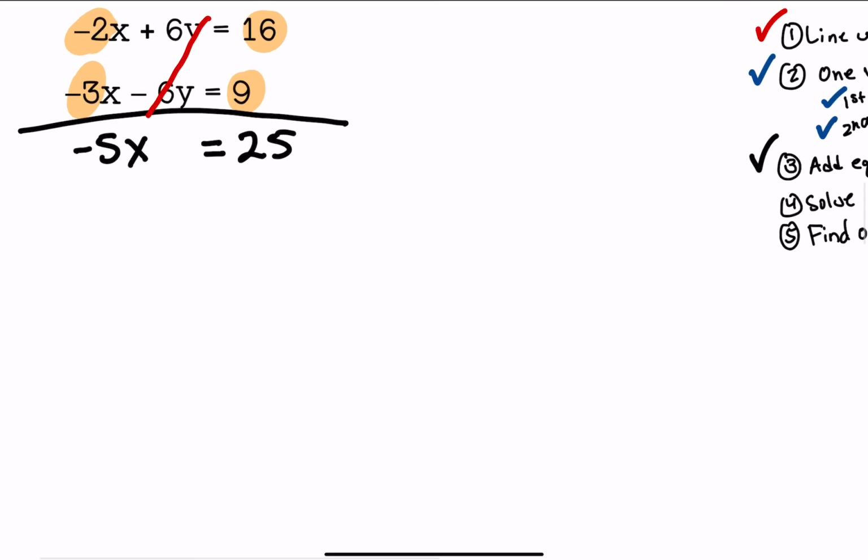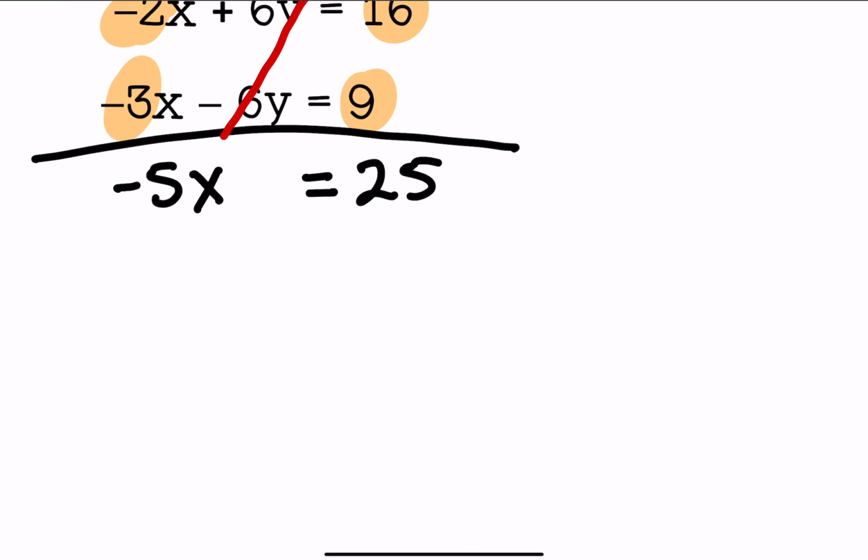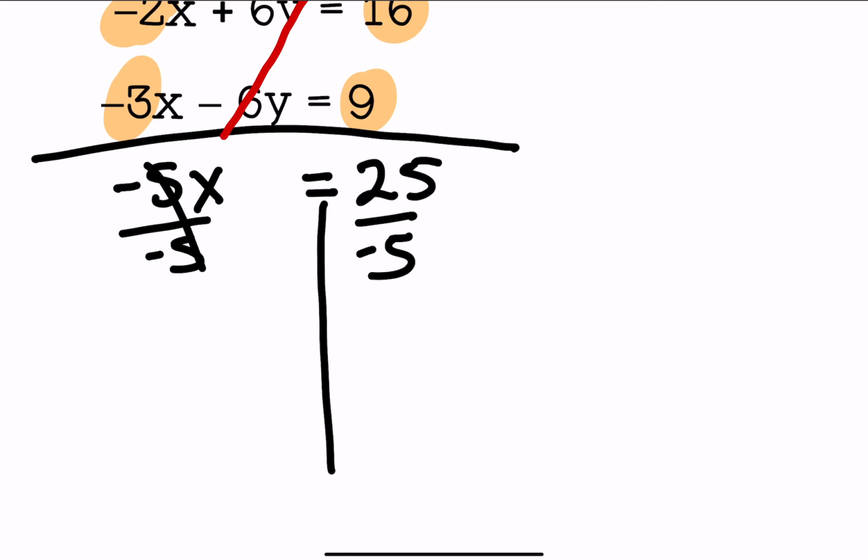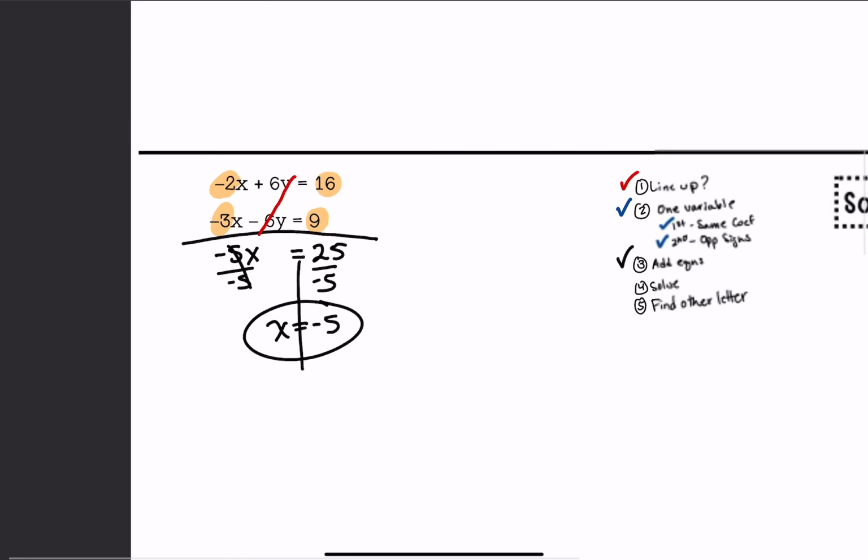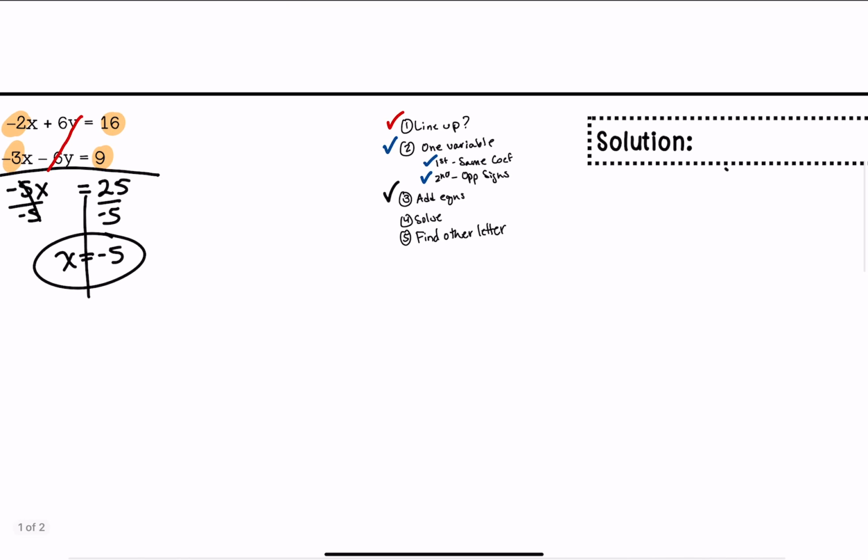Now we can solve. And you know what I love about elimination? Once it's all added up, all you should be left with is dividing, right? So we can divide by negative 5 on both sides. This gives us x equals negative 5. So we know x's number is negative 5. Remember, it's got to be written as (x, y), so (negative 5, y). We've got to figure out y.